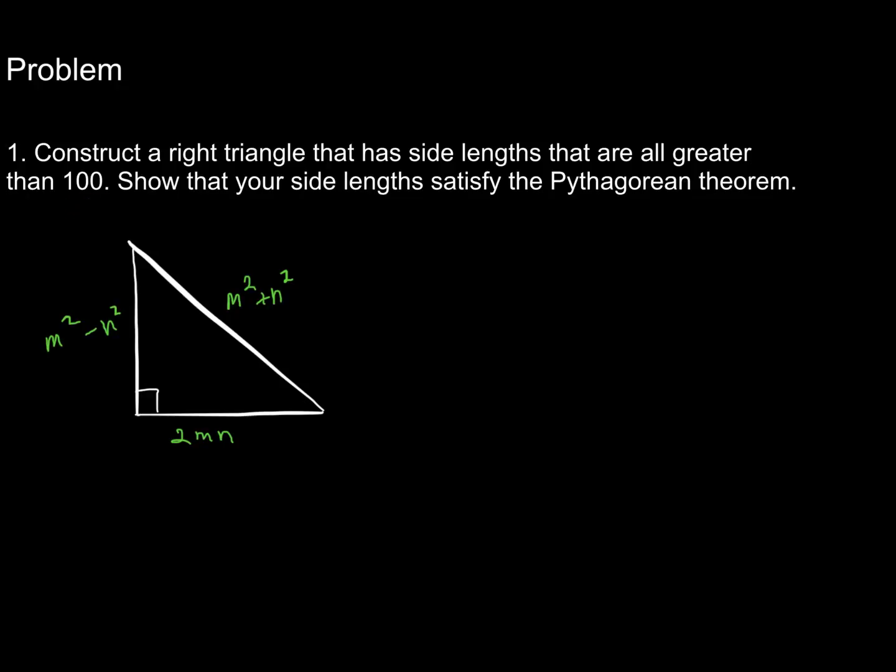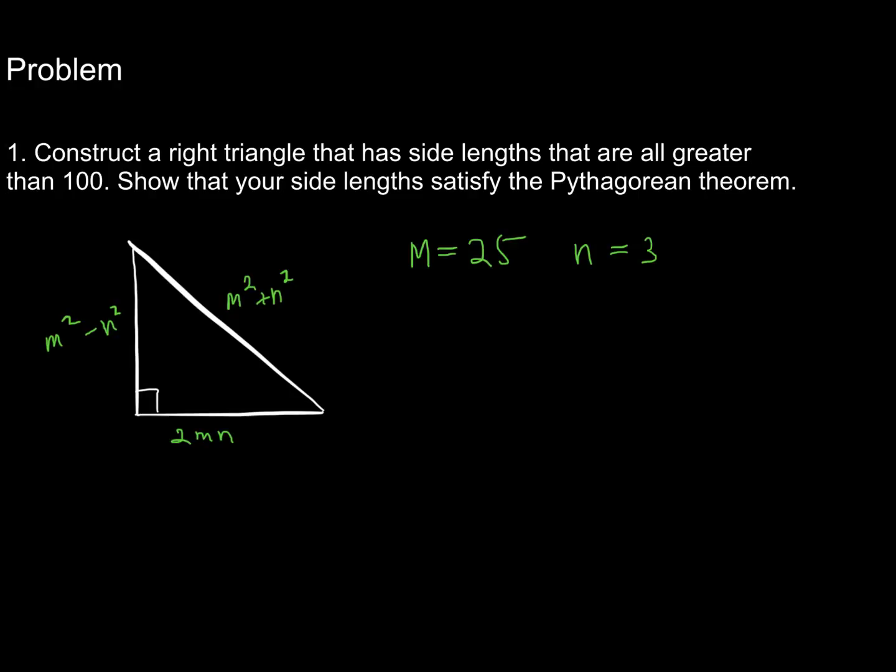But remember, I want the side length to be greater than 100. So if we choose m to be 25, then we could make n 3. And that way we'd be safely over 100 here. And then let's check the difference of the squares. If I have 25 squared, that'll give me 625, and certainly when I subtract 3 squared from it, I'm going to be well over 100. So if I choose m to be equal to 25 and n to be equal to 3, I should be in good shape.